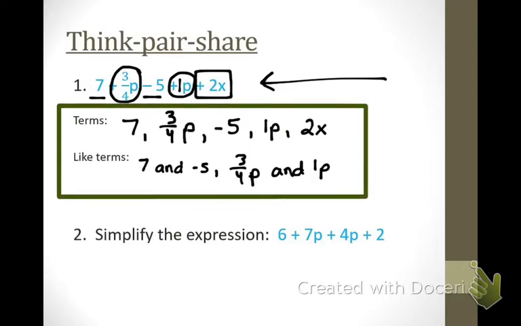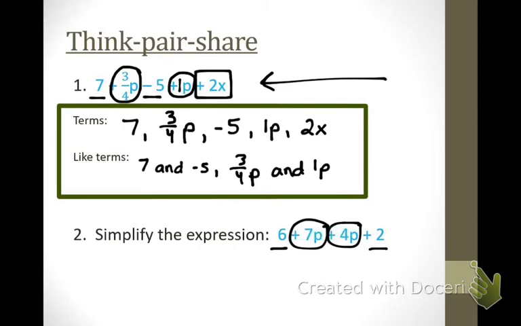All right, I love what I saw as I walked around. Most people remembered to underline and circle the like terms. Now remember what I said. Variable term comes first. The variable is a what? The variable is a letter. Always put the letters first and the constants at the end. So let's focus on the letters or the variables.